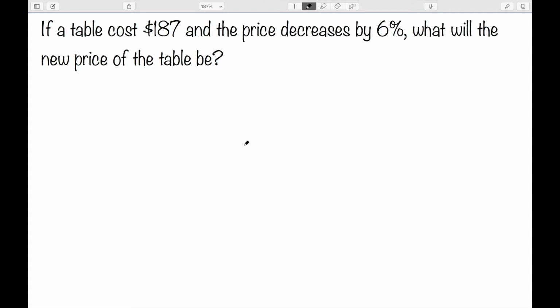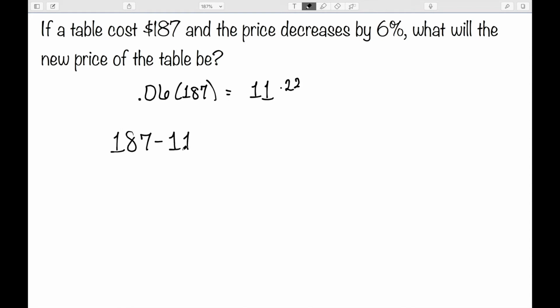Next, let's suppose the price decreases by 6%. Once again, I need to start by figuring out what is 6% of 187. When we do, we get $11.22, so this is the amount of our discount. So 187 minus $11.22 would give me the new price of the table, $175.78.